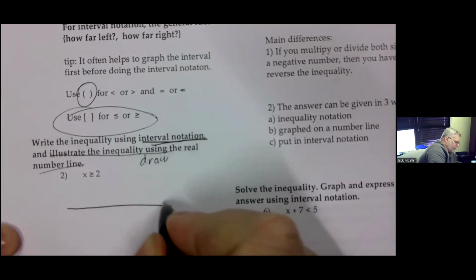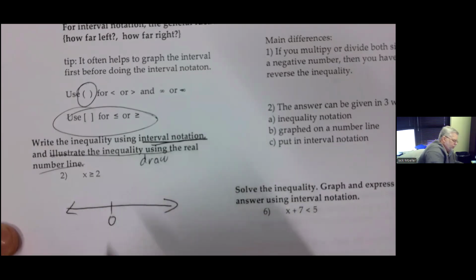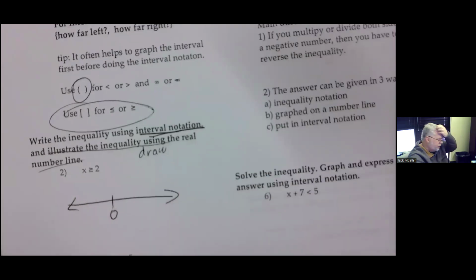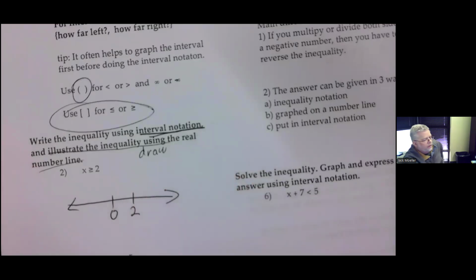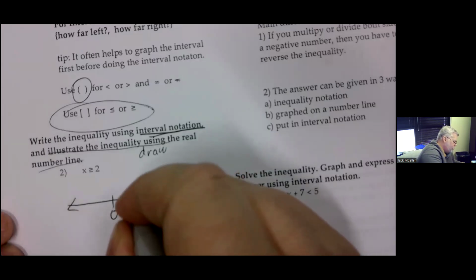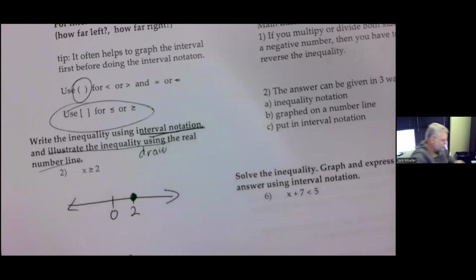So how do we graph x is greater than or equal to 2? I always like to put 0 on there as a placeholder. And so there's our 2. So first of all, what are we going to put on 2? Open circle or closed circle? There's an equals, so we're going to put a closed circle. Now, do we go to the left or to the right?